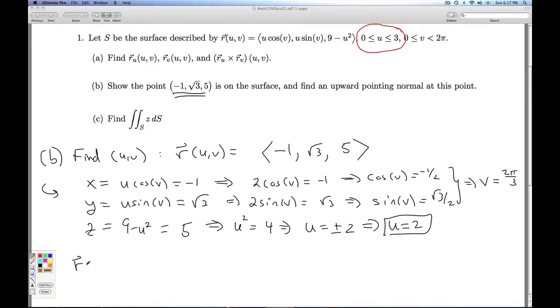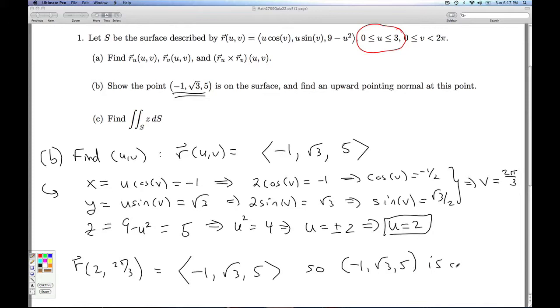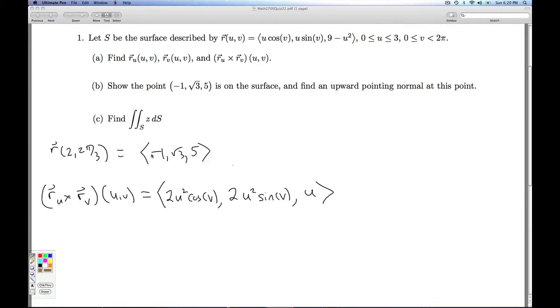Okay, so r of (2, 2 pi over 3) is the vector negative 1, radical 3, 5. So the point negative 1, radical 3, 5 is on the surface S. So we know that (2, 2 pi over 3) is the uv pair that gives us the point we're looking at. And then from part A we have this as the cross product r_u cross r_v.